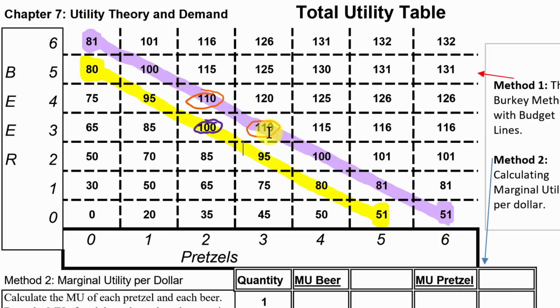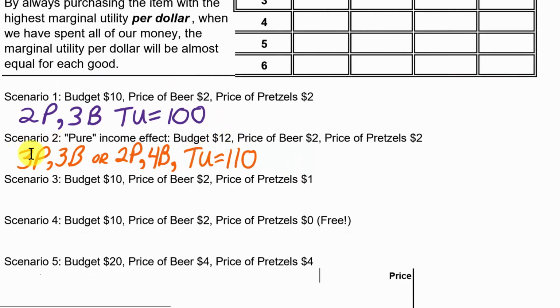So let's write down those 2 solutions. So 3 pretzels, 3 beer, or 2 pretzels, 4 beer for a total utility of 110. All right, now let's see how this person reacts if we start changing some prices. Let's go back to our budget of $10. Price of beer is $2, but now we're having a sale on pretzels. Pretzels are only $1.